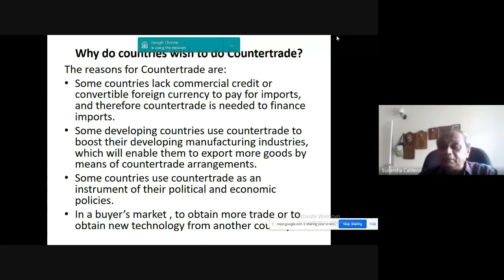$10,000 machinery, they price it for $15,000 or $18,000, and they say it, right? It is like that. Some countries use counter trade as an instrument of their political and economic policies. What do you mean by that? Because some countries, especially the European countries, France, Norway, but they use this counter trade as an instrument of their political and economic policies.